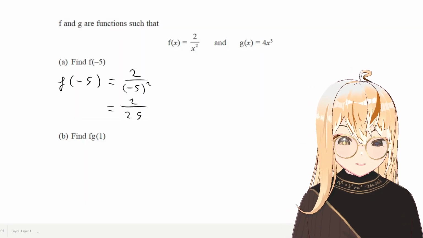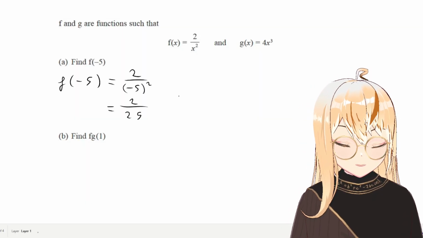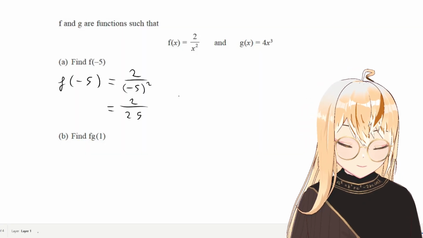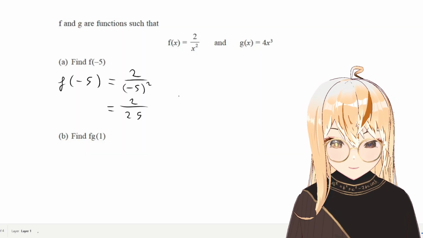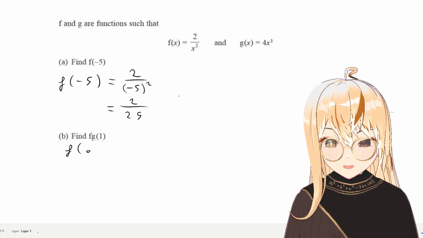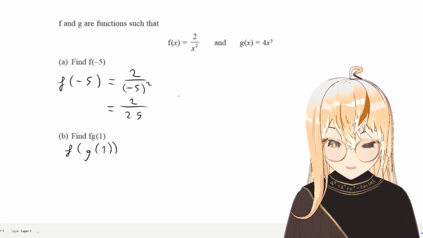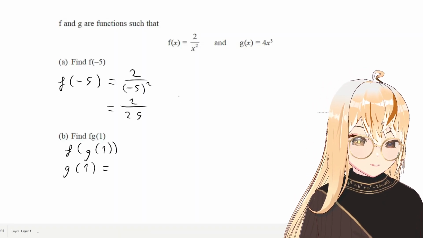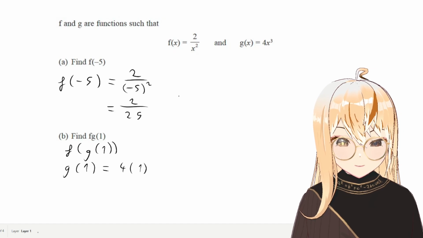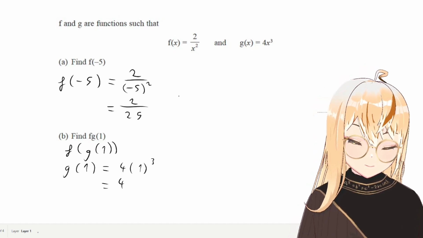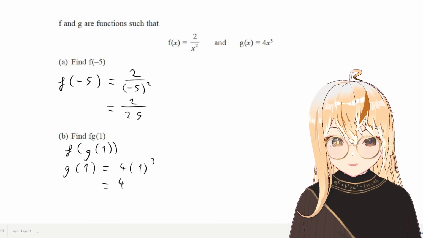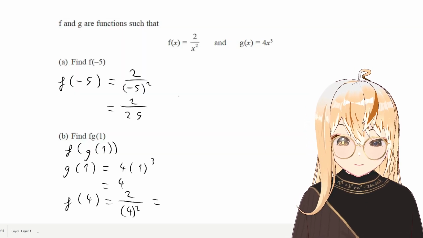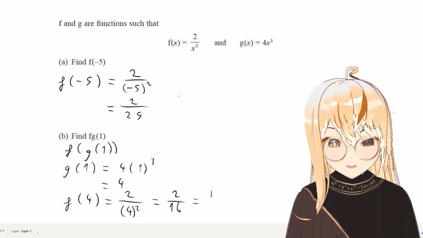Now we have a composite function for part B. What I like to do is break this down into two separate functions. Well, I suppose it is already two separate functions, but I'll make it clearer by saying f(g(1)), like separately. And now I can work out g(1) on its own, which is 4 times 1 to the power of 3. And that's 4. Now all I have to do is put 4 into the function f, which is equal to 2 over 16, equivalent to 1 over 8.